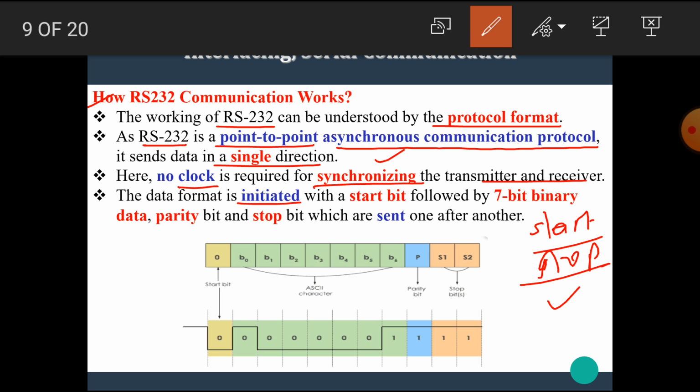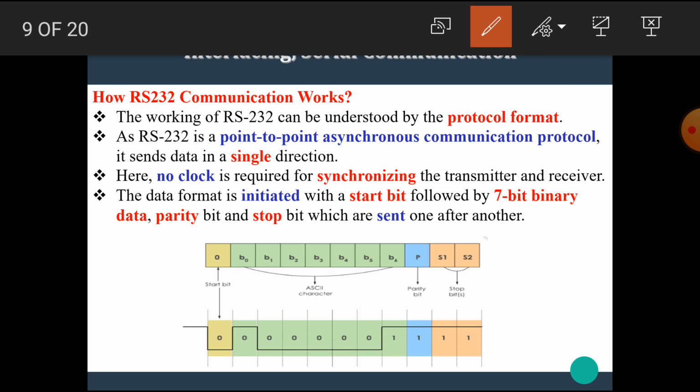The data format is initiated with start bit followed by 7-bit binary data, parity bit, and stop bit, which are sent one after another. That means here we can see that the start bit is always 0. We know that. Then the 7-bit data, that means the 7-bit ASCII character, then parity bit for the correction of the data or checking whether the noise is introduced in the data or not, and then the two stop bits. Okay, this is the protocol format of the RS-232 communication.